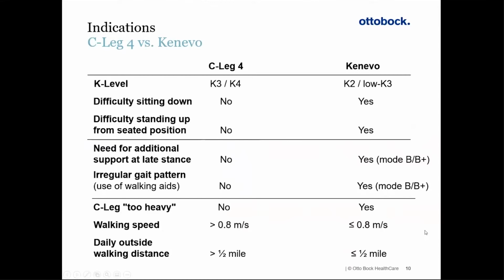Also, a recommendation: if the daily outside walking distance is up to a half mile, the patient may be better served with a Kenevo. If the outside daily walking distance is more than a half mile, then the patient is clearly a candidate for the CLEC.